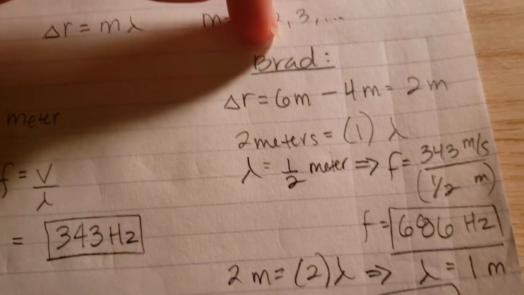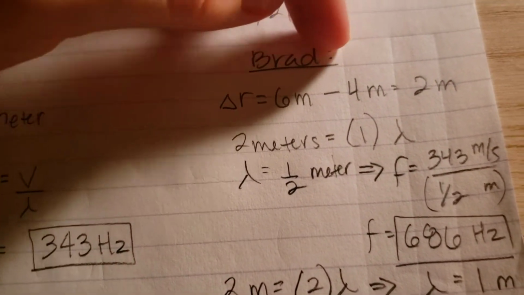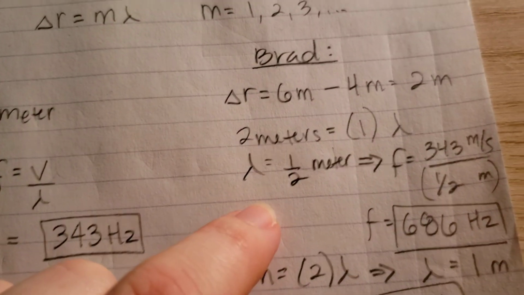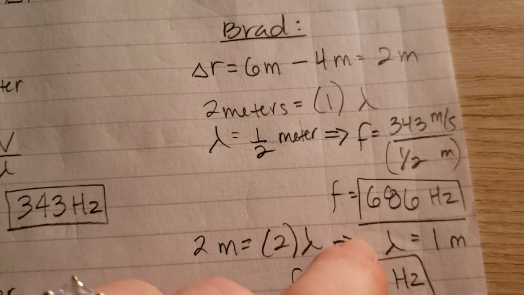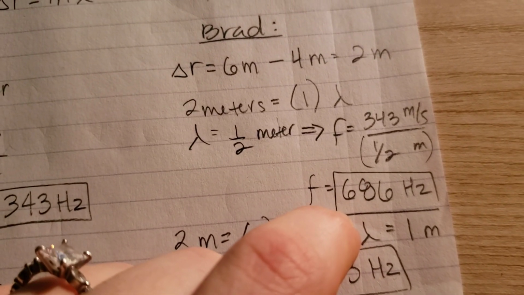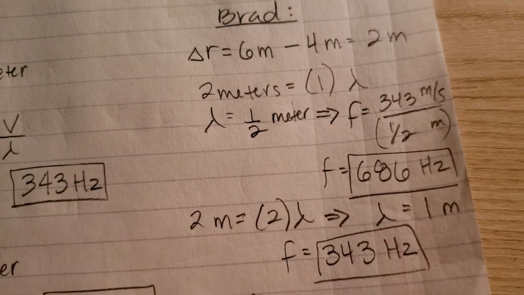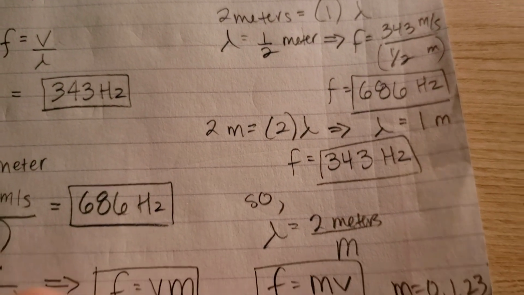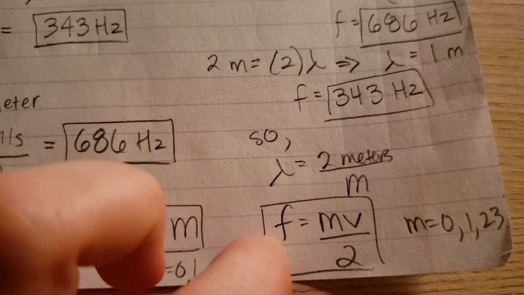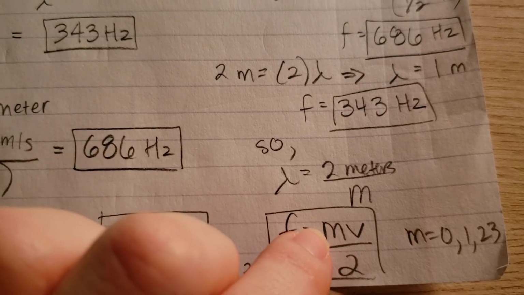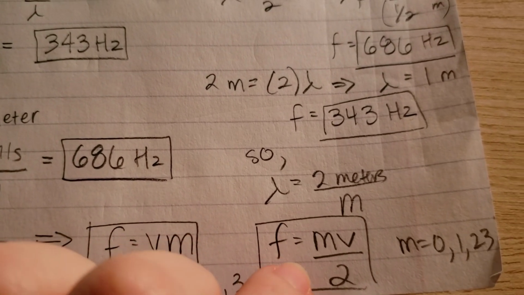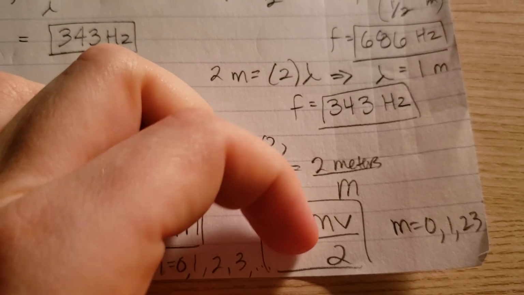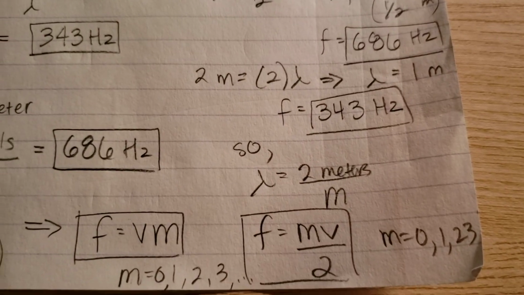And then we can do the same for Brad. For Brad, the path difference was 2 meters. Using the same calculations, his frequencies for maximum sound intensity will be 171.5 hertz first and then 343 hertz, and so on. So the frequency at which he will always notice the maximum in sound intensity is m times v, the velocity of sound, divided by 2, when m equals 0, 1, 2, 3.